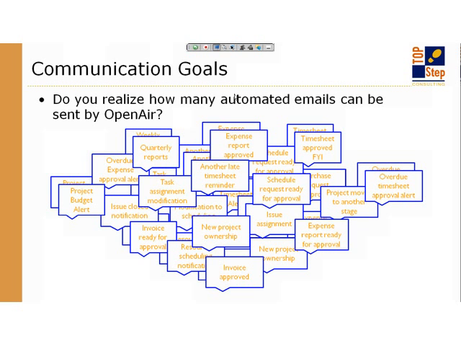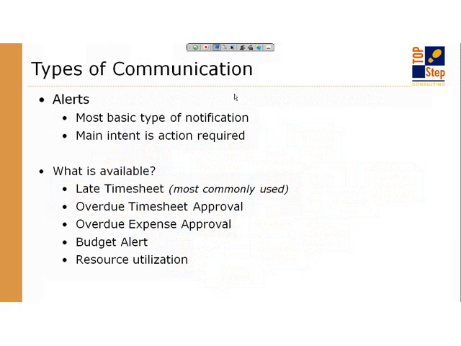So let's just start with the basics. There are a basic number of alerts in the system, and this is the most basic type of notification. An alert is just that. It's meant to make someone aware of something that's going on, and it does intend to promote action. So the late timesheet reminder is probably the most common alert used in the OpenAir system. It's meant to make people put their timesheet in. That's the whole purpose behind it.